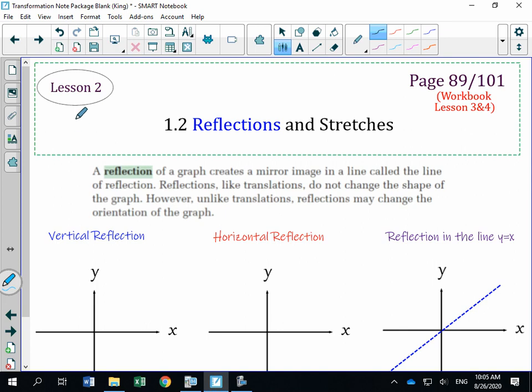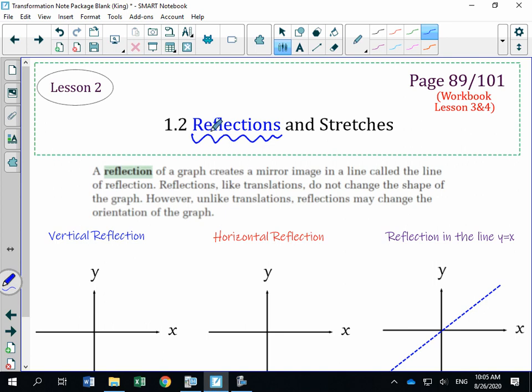This lesson 2 will be a 2-part video I'll make for this. So this is part 1. Part 1 is going to be dealing with reflections, which again was briefly introduced in Math 20-1, and then we'll get into a lot of detail in Math 30-1.